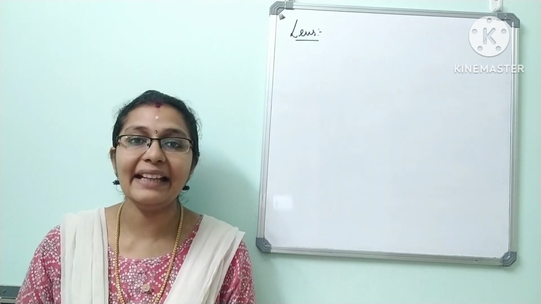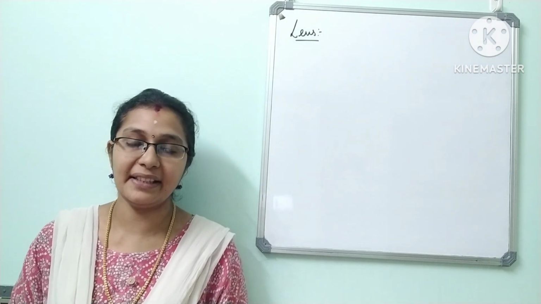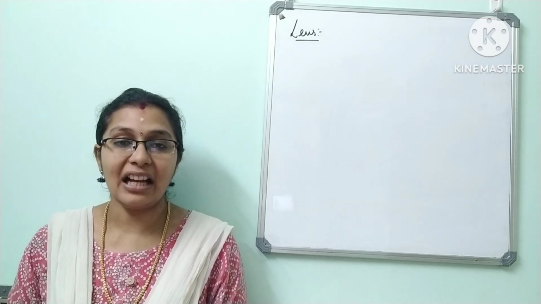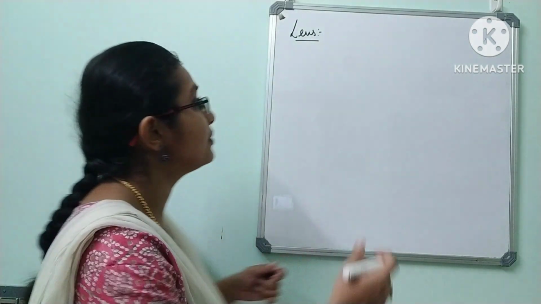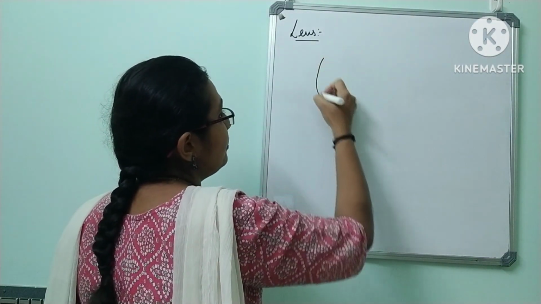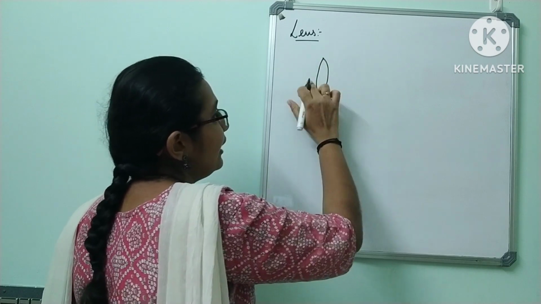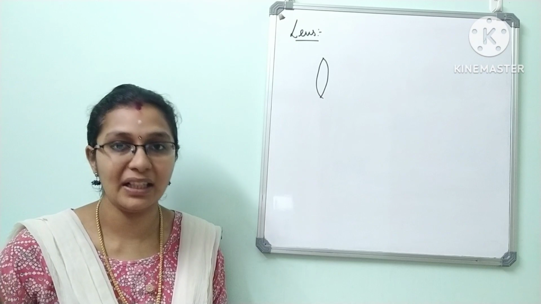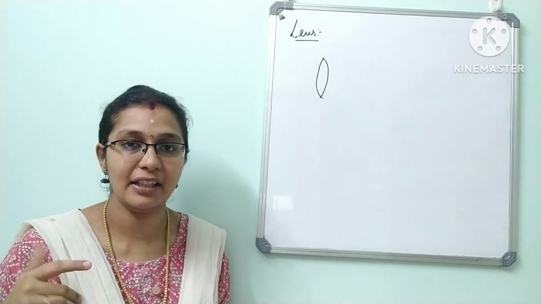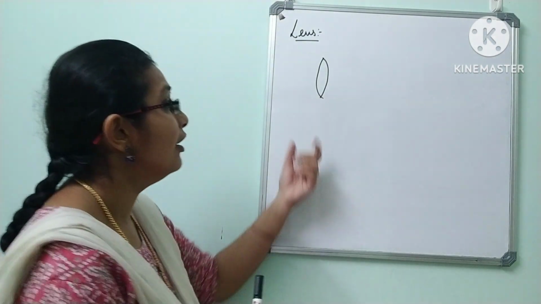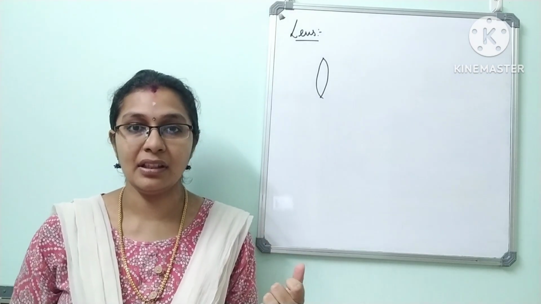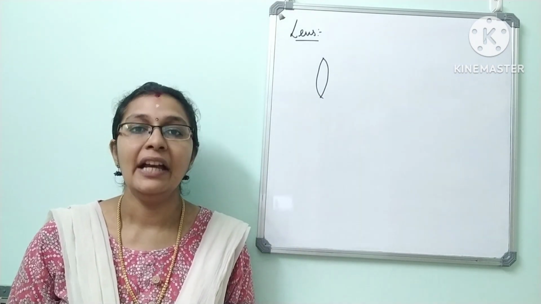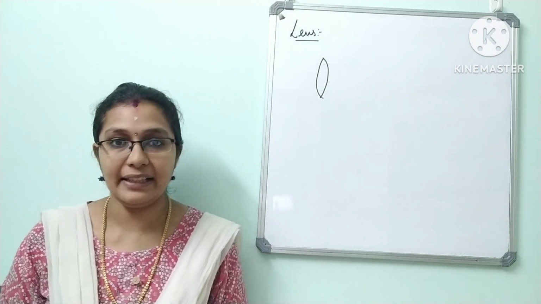A lens is again a transparent glass material, just like a mirror. The condition is, here it has 2 surfaces. In a mirror we have only one surface, in which one side is a reflecting side and the other side is polished, yes or no. Here we have 2 surfaces, in which at least one surface should be spherical. Only then we call it a lens.